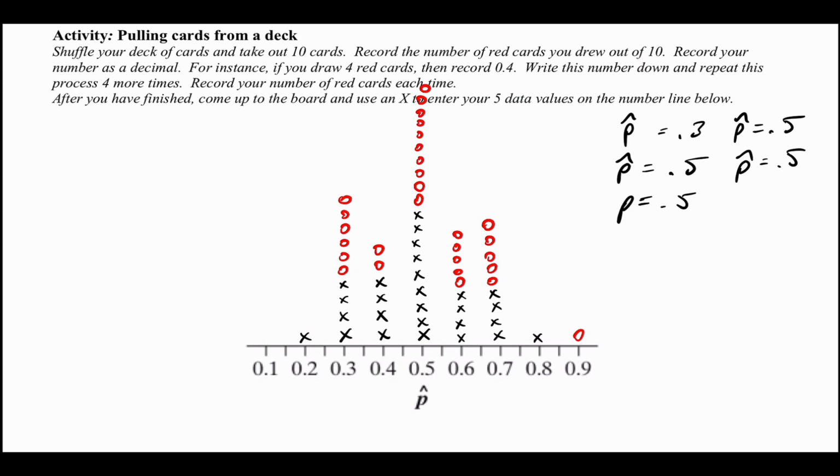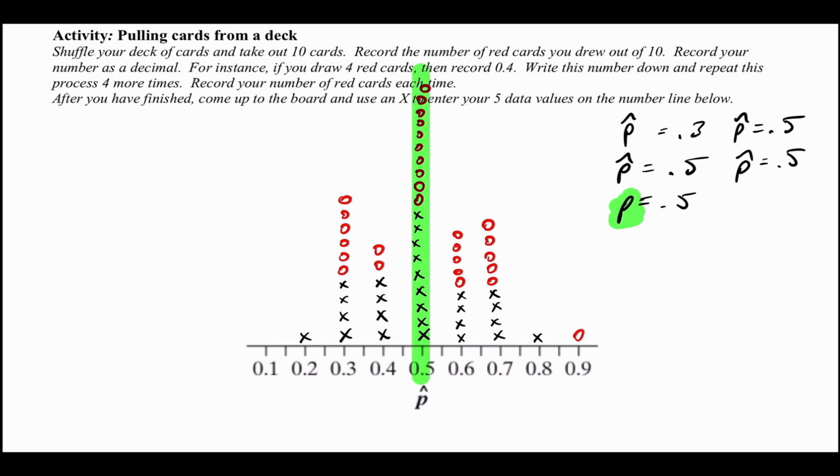Is a true answer kind of revealing itself? What the true answer is? What I mean by true answer is P. Do all of these p hats tell me what P is going to be? More than likely? Probably that guy, right? Or something very close to it, right? I know I can't get 0.45 or 0.55, but something really, really close to it.